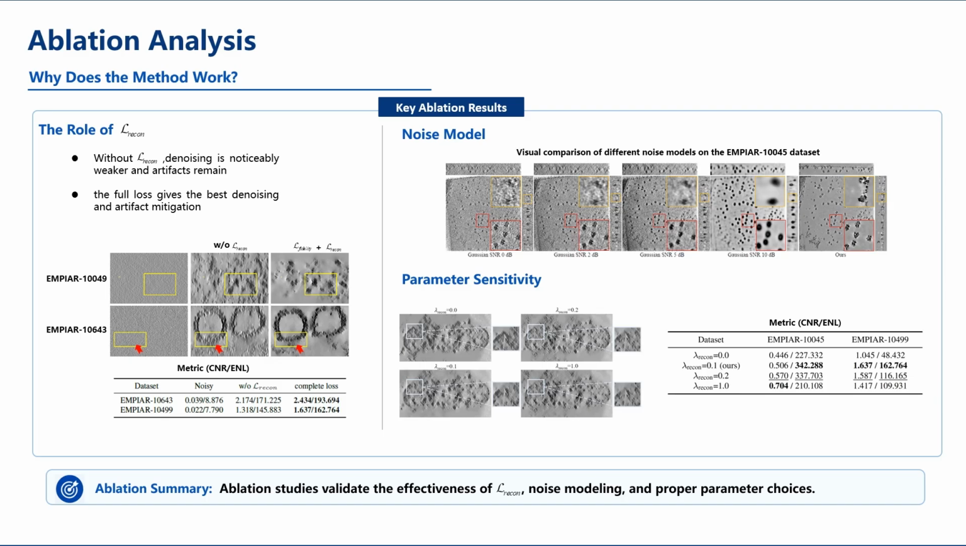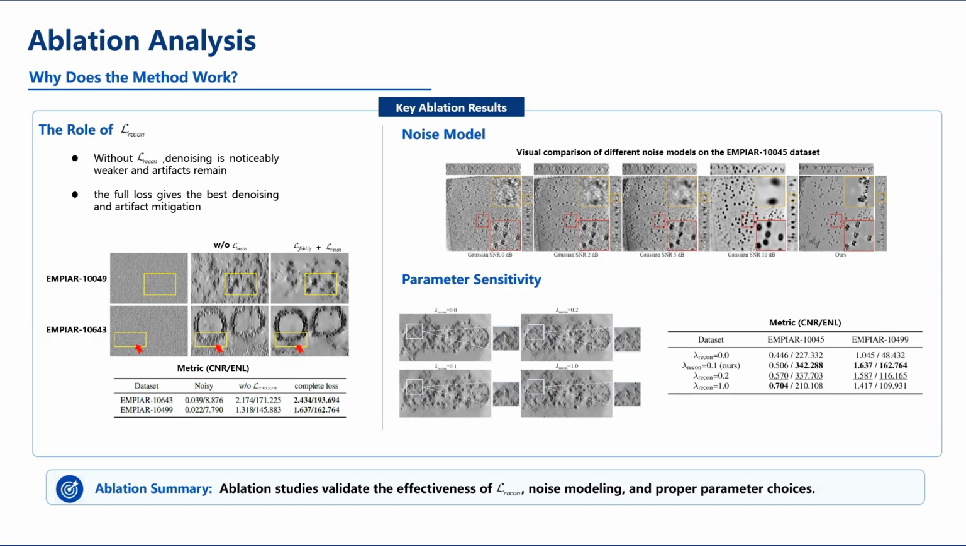This slide presents the ablation studies, which explain why the method works. First, the role of reconstruction loss is important. Without reconstruction loss, denoising is noticeably weaker and artifacts remain. With the full loss, the model achieves the best denoising performance and better artifact mitigation. Second, the authors study the effect of the noise model. They compare WGNGP noise modeling with Gaussian noise at different SNR levels. The results show that simple Gaussian noise cannot accurately represent real cryo-ET noise, while WGNGP provides more realistic noise modeling and leads to better restoration quality.